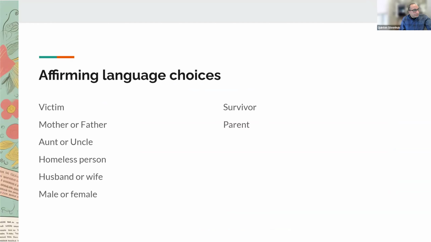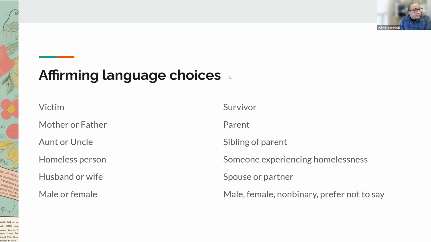I'm going to go through these because I want to, like I said, save about 10 minutes for your reactions and thoughts. So, some examples of more affirming language choices. Rather than victim, we can say survivor.